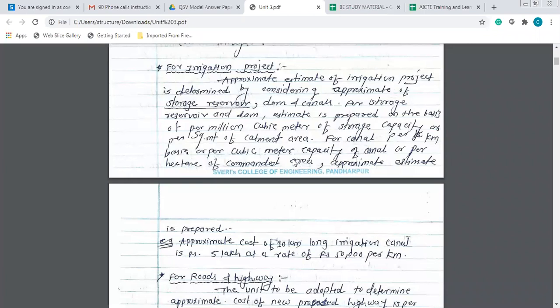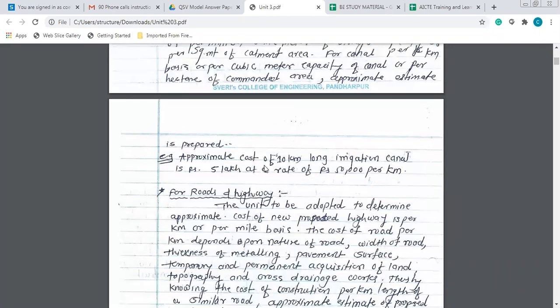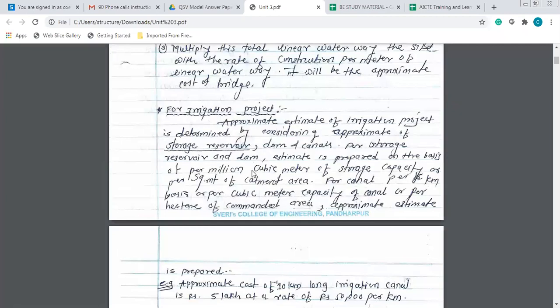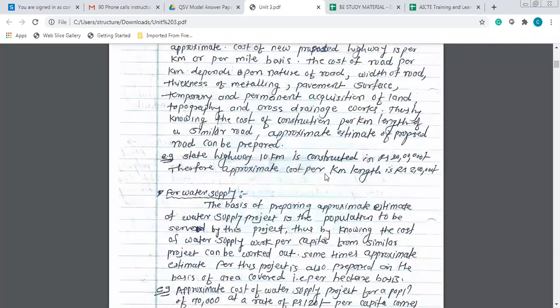So the approximate cost example has been given, that is based on the storage reservoir, dams, canals, and the estimate is to be prepared on the basis of storage capacity taken in cubic meters. So length, width, and dimensions of that particular dam we have to consider. Again, we have to consider the purpose also, which area it is going to serve, whether domestic or industrial. That you need to consider.